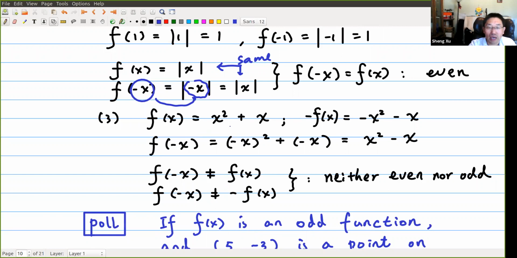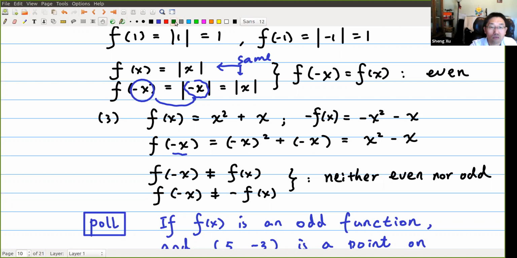Now, if I look at f of negative x, the placeholder, you replace x by negative x. What I get here is x squared minus x, right? Negative x squared is x squared, and negative x is minus x. However, negative f of x is equal to what? It is equal to negative x squared minus x. Now you compare. I use the green pen here.